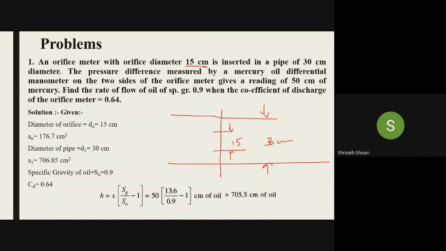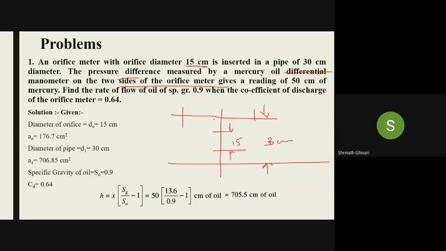The pressure difference is measured by a differential manometer on two sides of the orifice meter. One side is this, another side is this. We are measuring the pressure difference using the mercury differential manometer. Find the rate of flow of oil of specific gravity 0.9, and the coefficient of discharge of the orifice meter is 0.64.